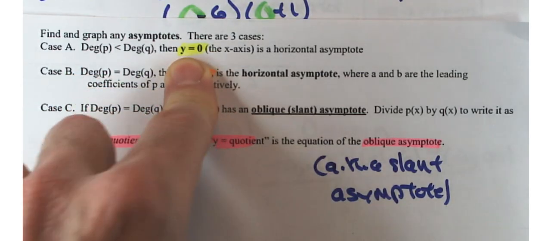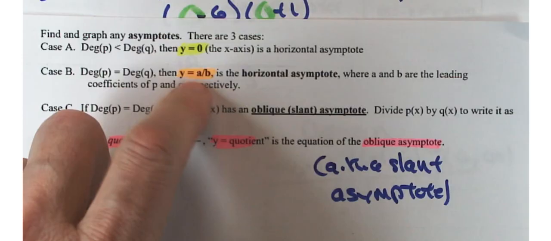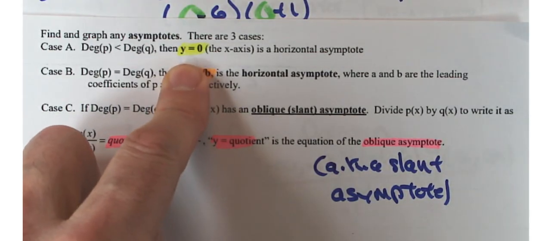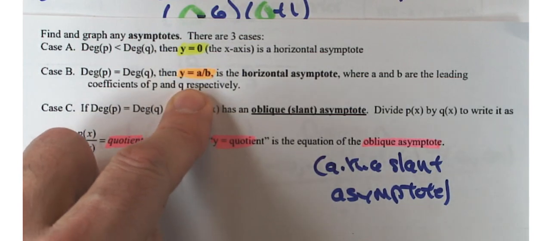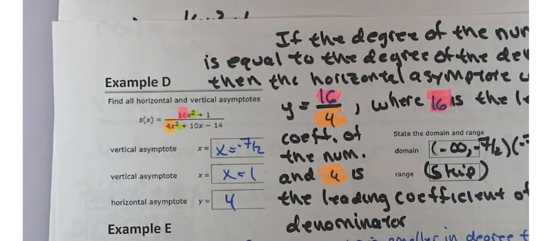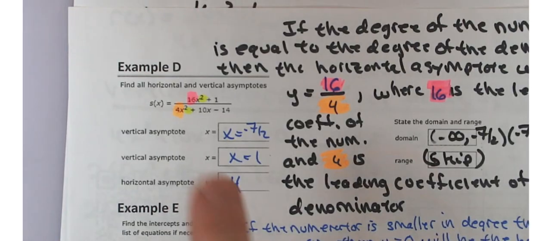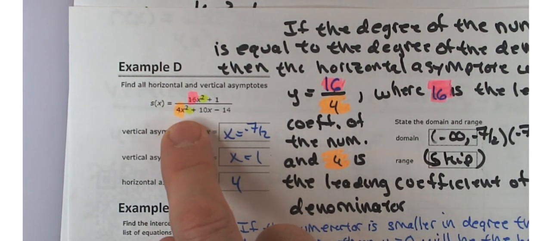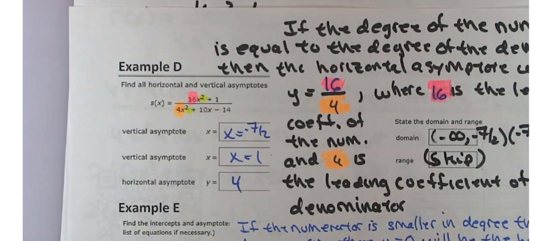So mostly you're going to concern yourself with these first two cases. The first case is that the degree of the numerator is less than the degree of the denominator. That's a nice one. Or in the second case, the degrees are equal, and that's like example D. If the degrees are equal, then eventually your horizontal asymptote is just going to be the ratio of those leading coefficients, 16/4 in the previous example.